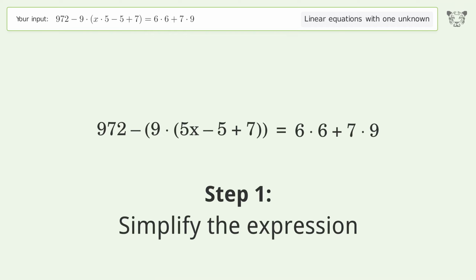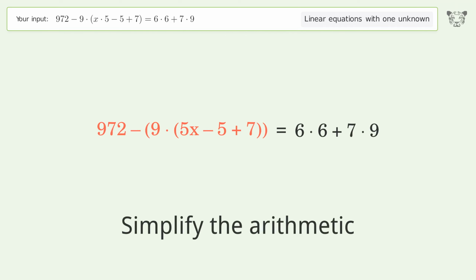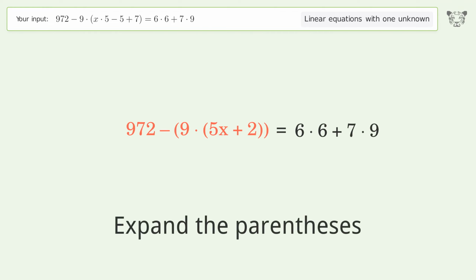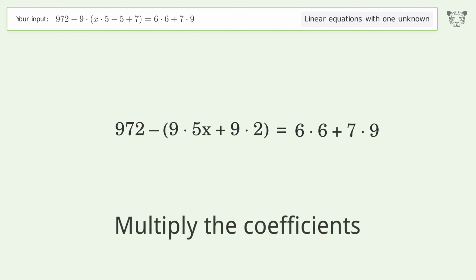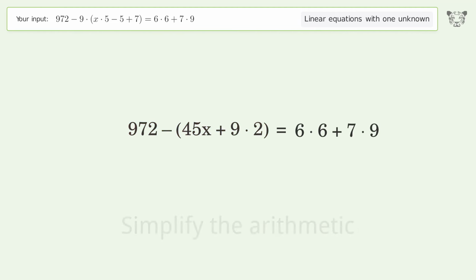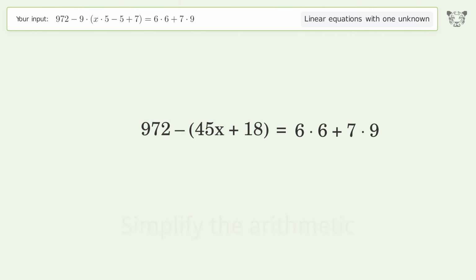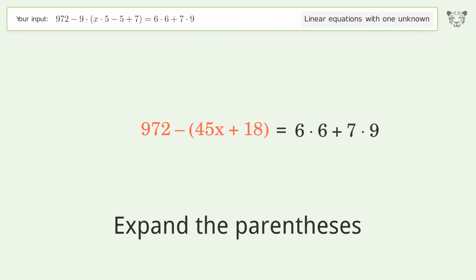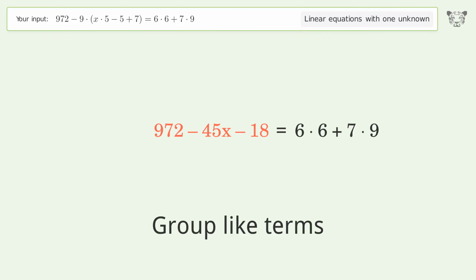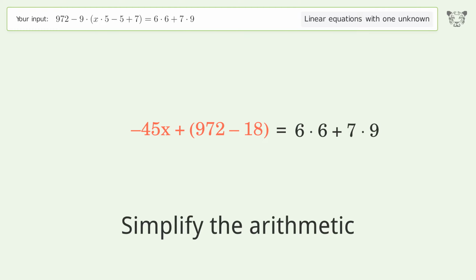Simplify the expression. Simplify the arithmetic. Expand the parentheses. Multiply the coefficients. Simplify the arithmetic. Expand the parentheses. Group like terms. Simplify the arithmetic.